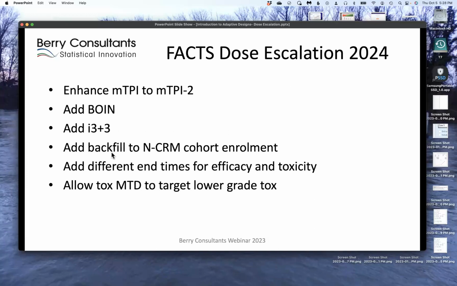For N-CRM, to extend the backfill option to even when you're just doing cohort enrollment, and to be able to simulate different times for efficacy and toxicity, and also to allow the escalation to target the MTD of a lower grade toxicity, not necessarily a DLT. In fact, you'll be able to target both MTDs, both the lower grade and a DLT MTD.